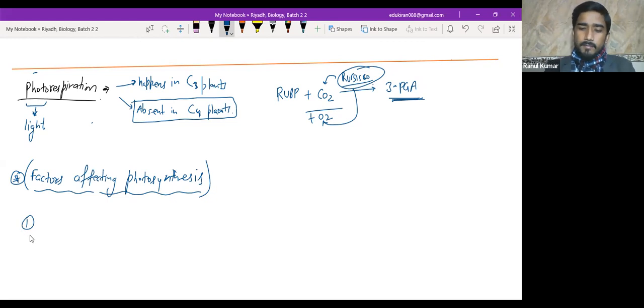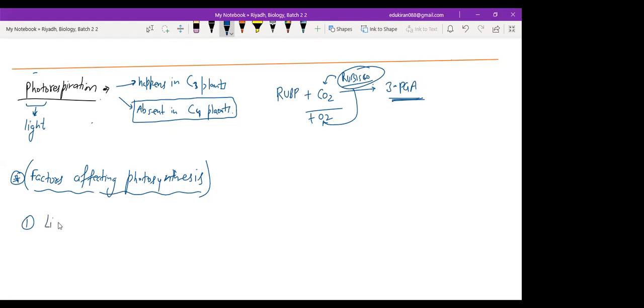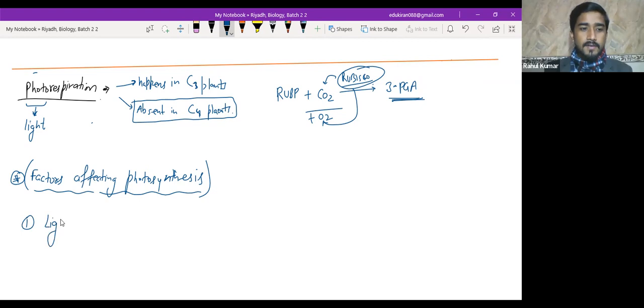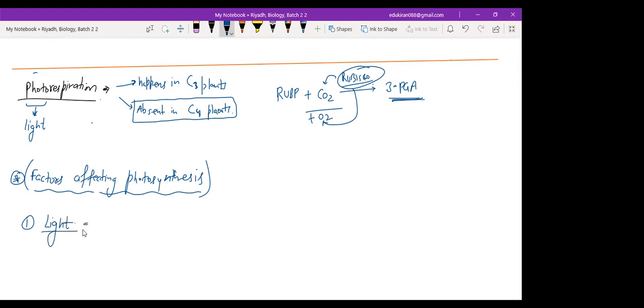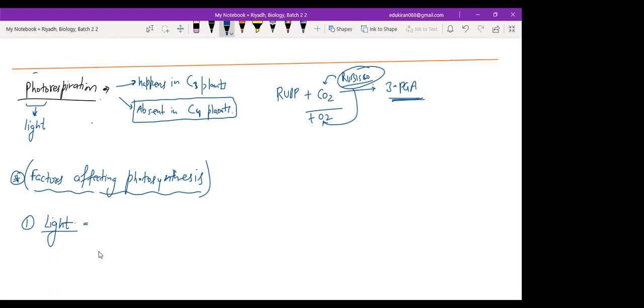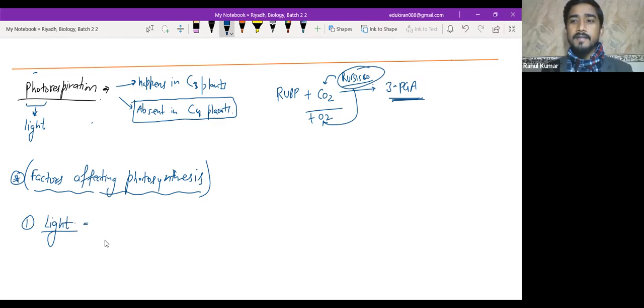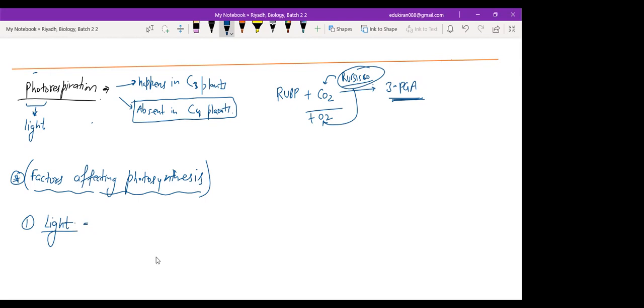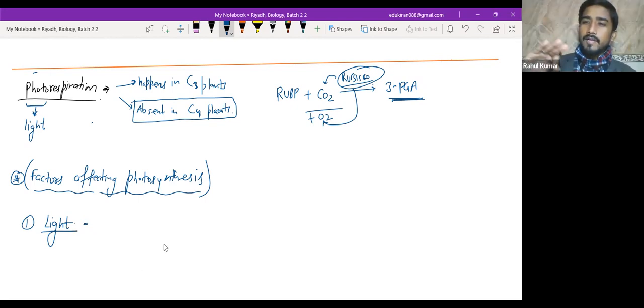Let's start with the very simple one, which is light. Let's start with the photo itself. Do you think light can affect photosynthesis? Yes. How? Light is required for photosynthesis. High intensity, low intensity. Yes, but light is required for photosynthesis, isn't it? Yes, sir. So if I tell you that the more the light is there, the better the photosynthesis will happen, is it correct? No, sir.